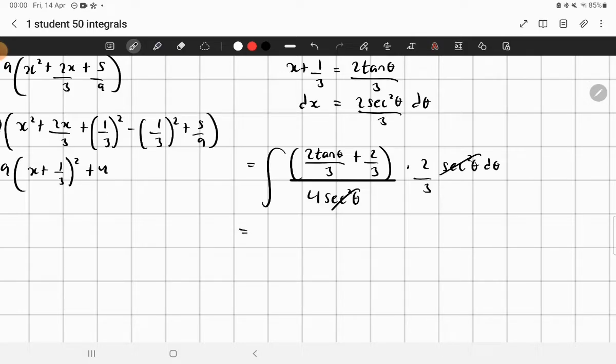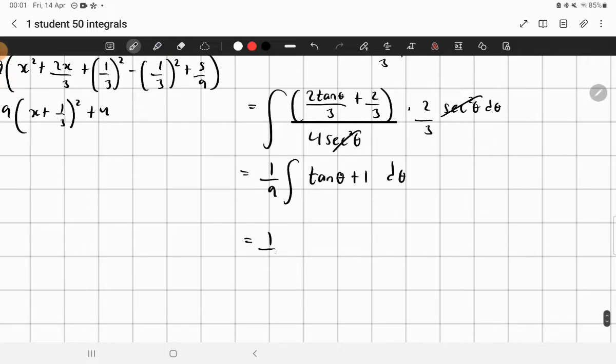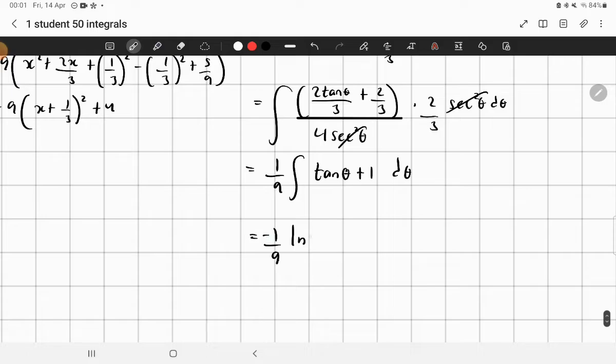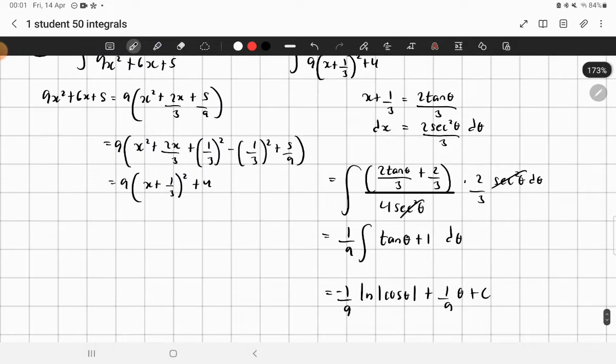So 2 over 3, if I factor that out, then I could have 1 over 9. So 1 over 9, we integrate tangent theta plus 1 d theta. Okay, it looks promising. So negative 1 over 9 ln cosine theta plus 1 over 9 theta plus c. Alright, so this is more systematic. Very nice.